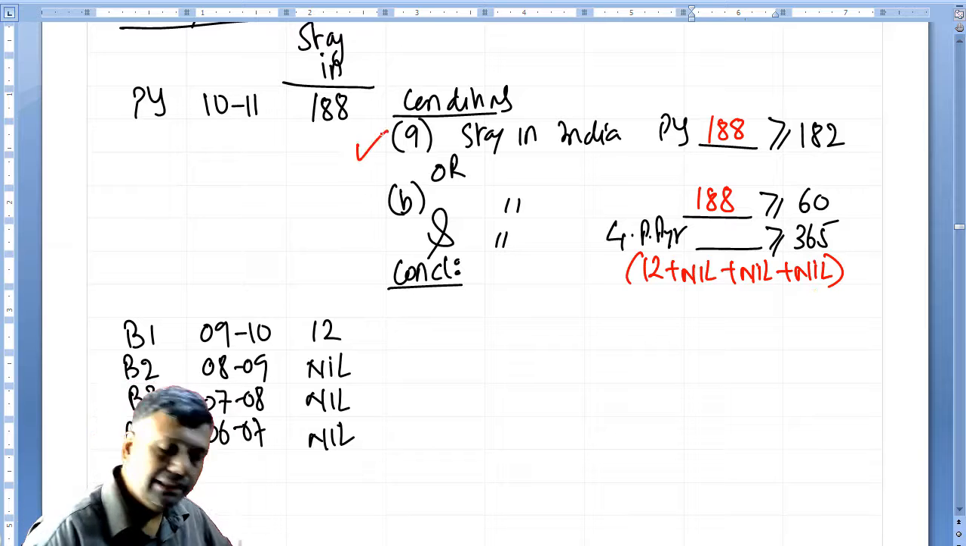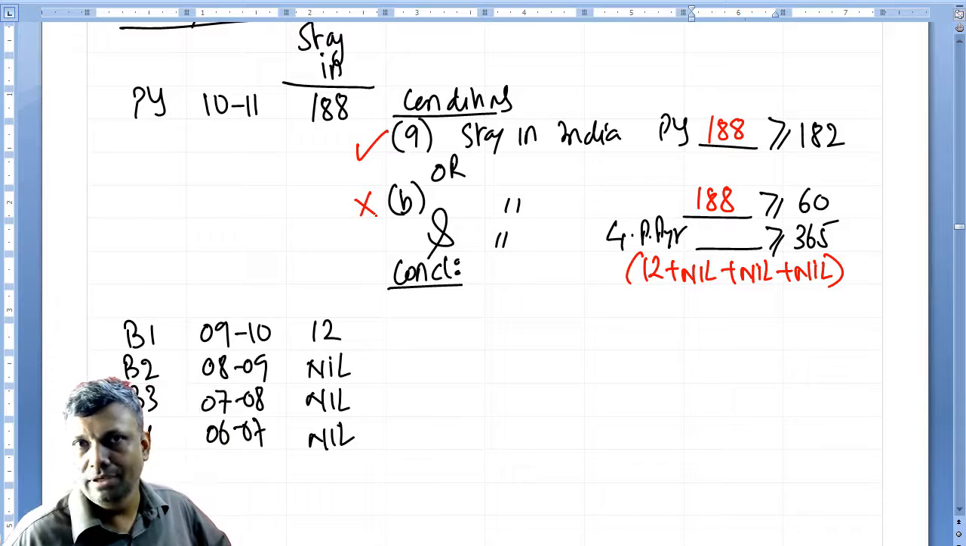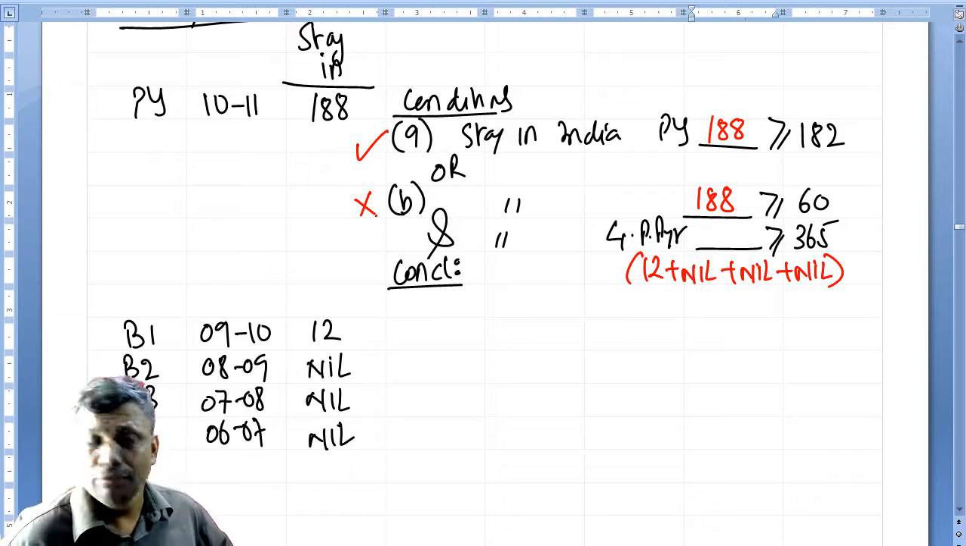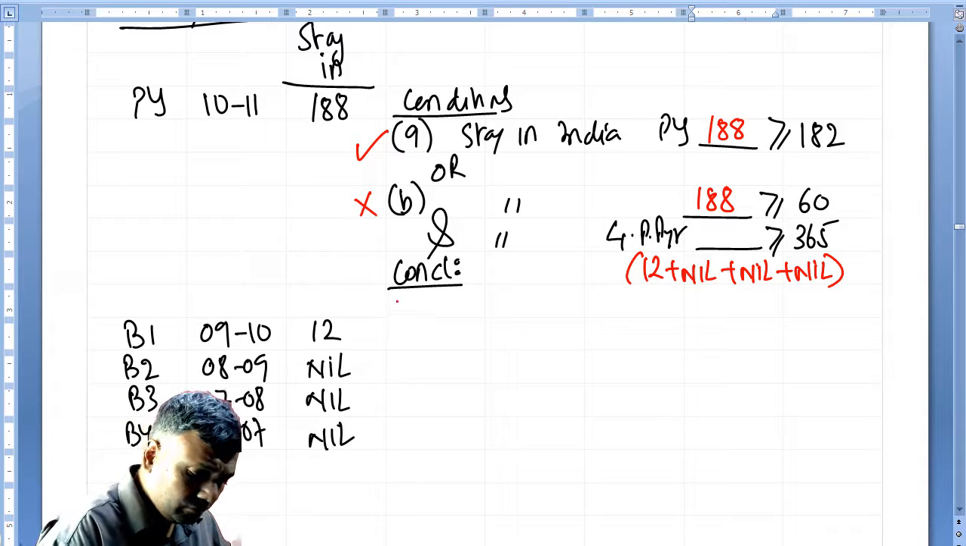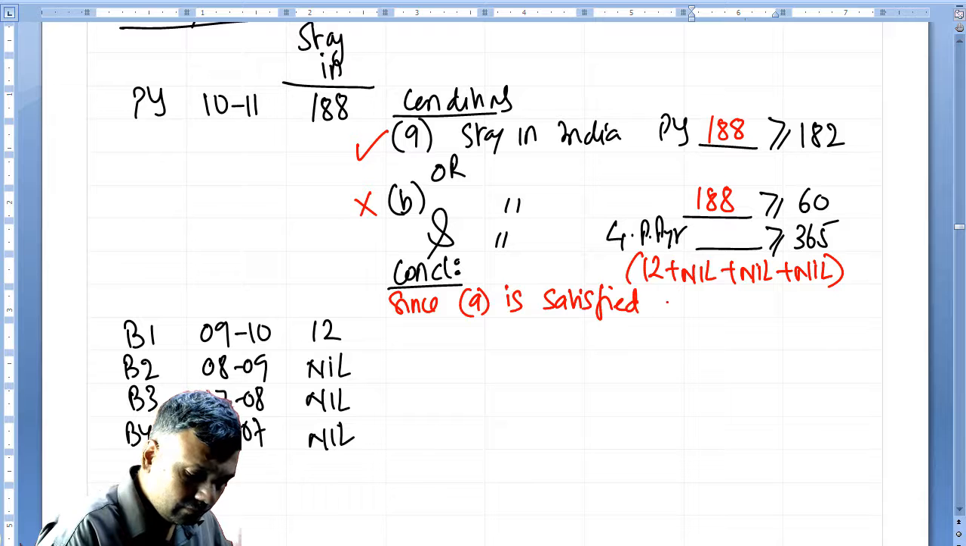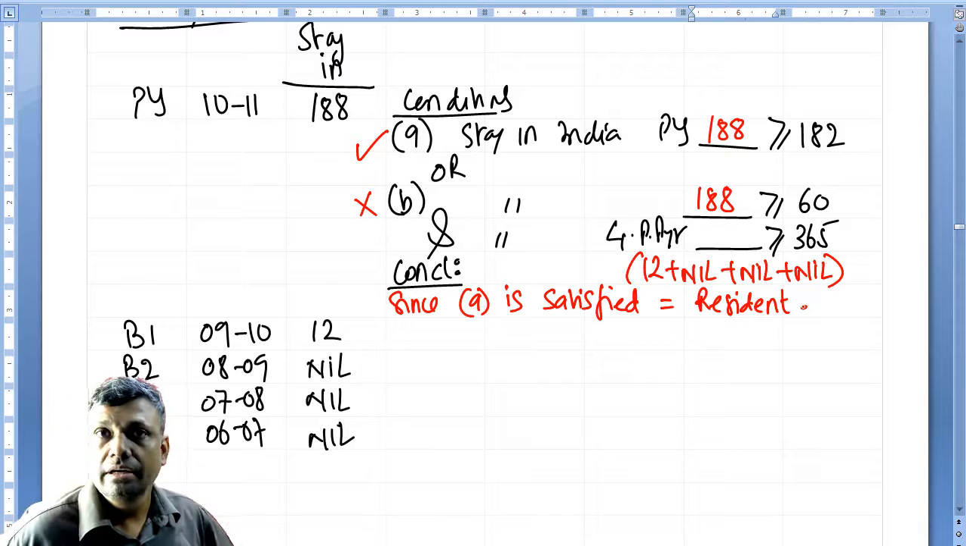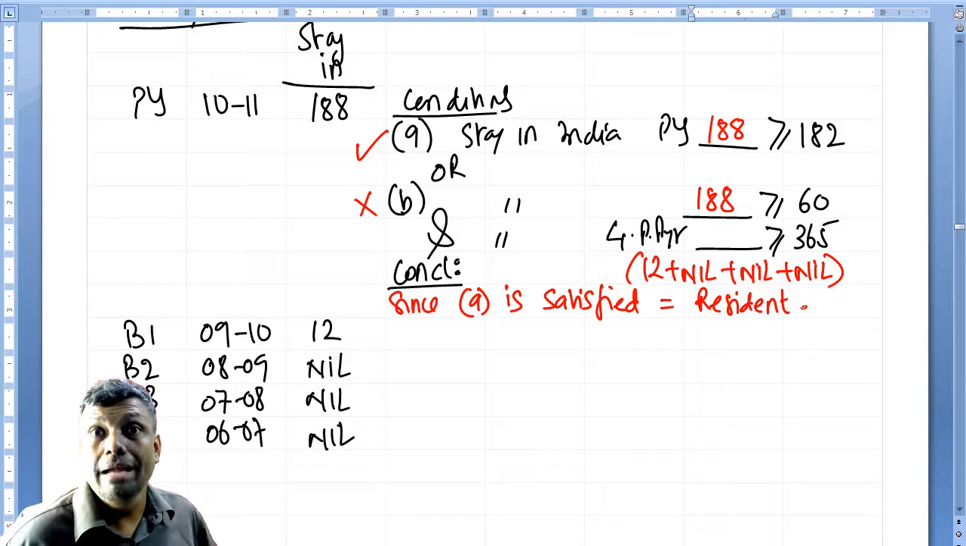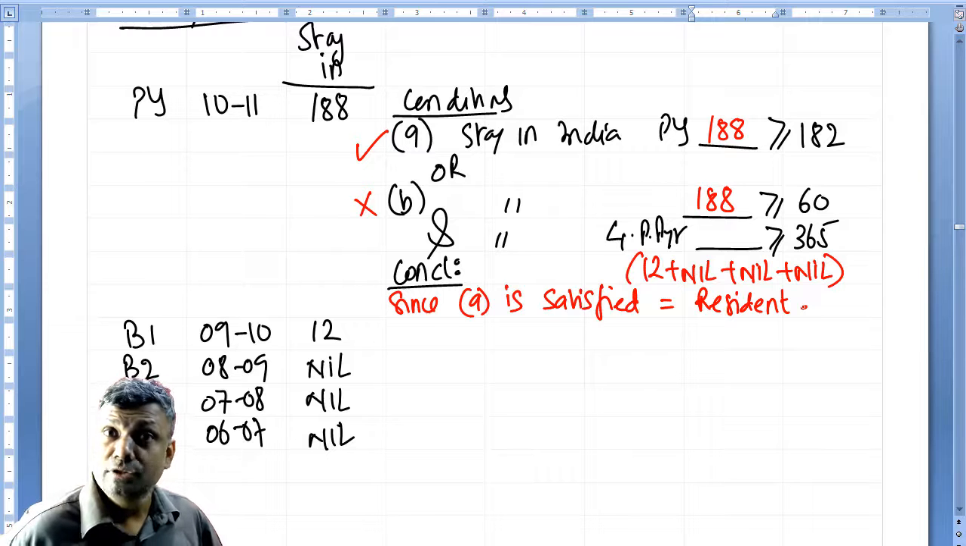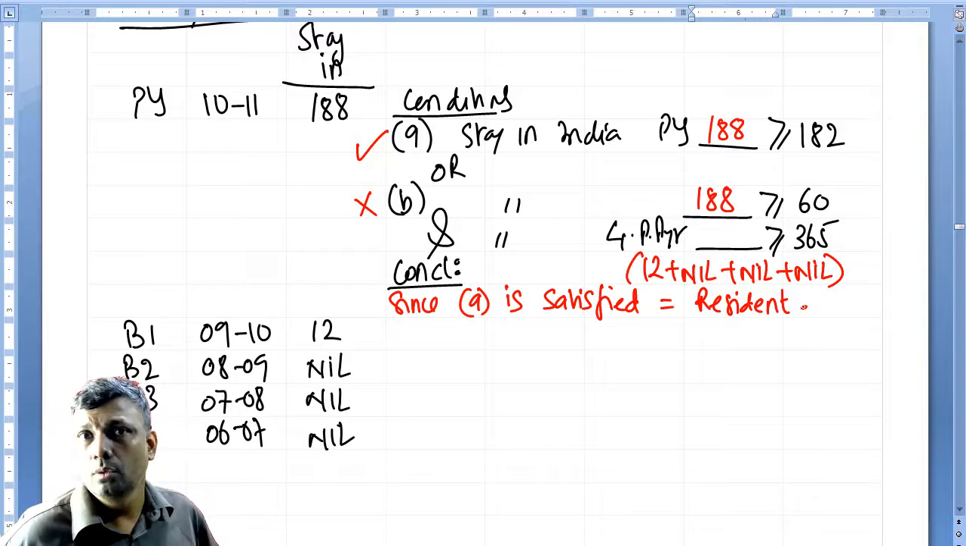Okay, so condition A is satisfied. Condition B is not satisfied. But any one has to be satisfied. No, A or B. That we have already understood in so many previous classes also, friends. So now the conclusion: since A is satisfied, the assessee is resident in India, because condition A is satisfied. You can also write it this way: by virtue of condition A of section 6, if you want to write that.